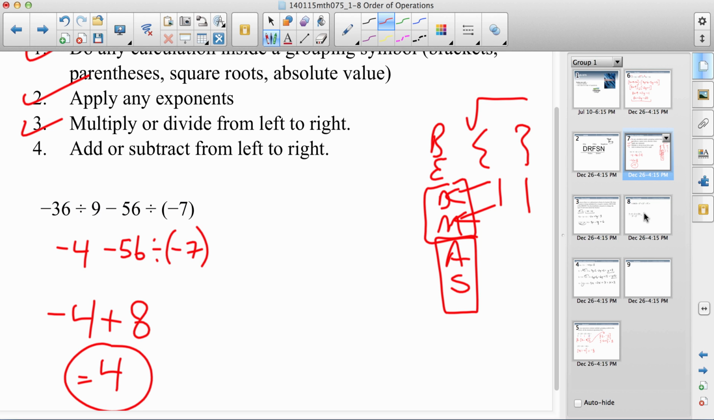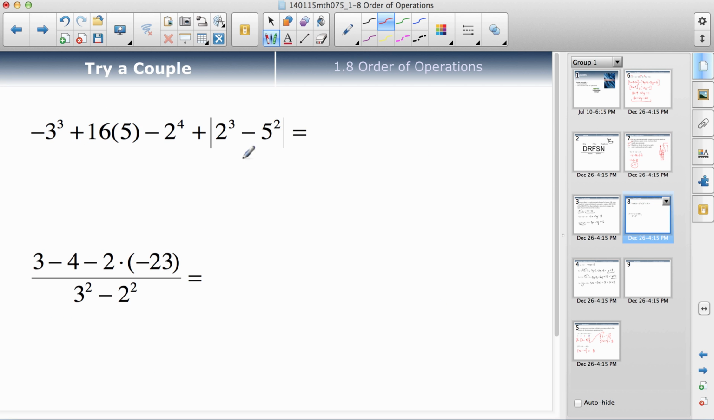Let's try a couple of those. Maybe try them, pause, and then come back and see how you do. Okay, hopefully we're back. I'm taking a look here. I see brackets. I'm going to work on that inside. It's not really a bracket, I guess it's an absolute value. Inside there I have exponents, so that's what I'll do first. 2 cubed is 8.